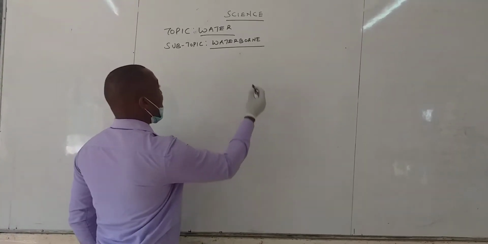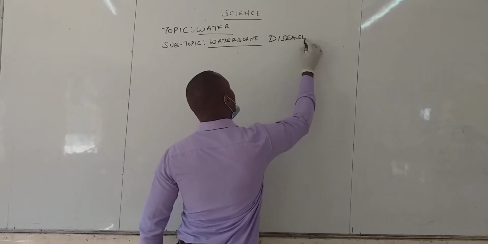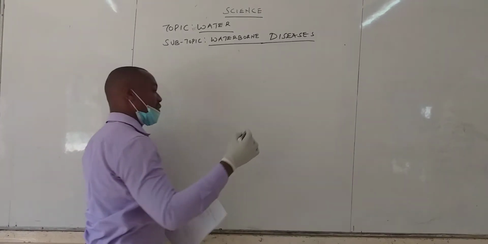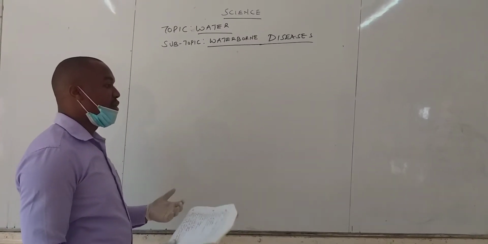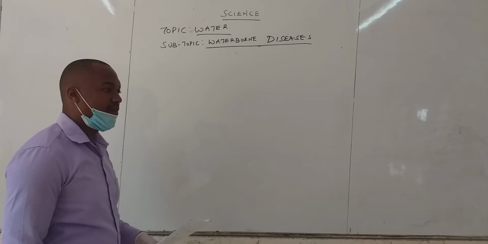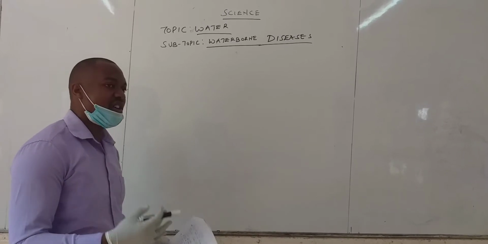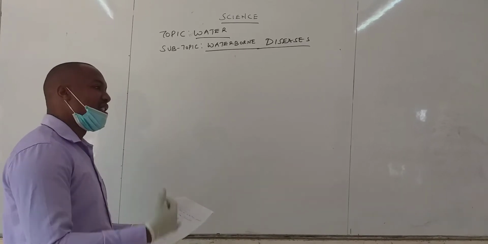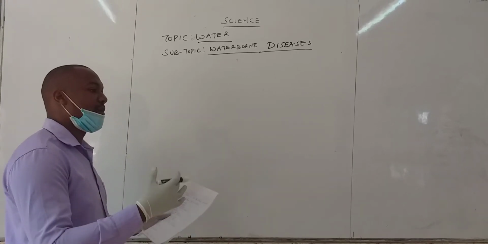We are now going to look at what we call waterborne diseases. I've said that when the water is contaminated, when you take it or when you come in contact with it, you'll be affected in your body because it affects some parts of your body organs. Waterborne diseases are diseases that are transmitted through contaminated water, water that has some impurities, water that has some problem.